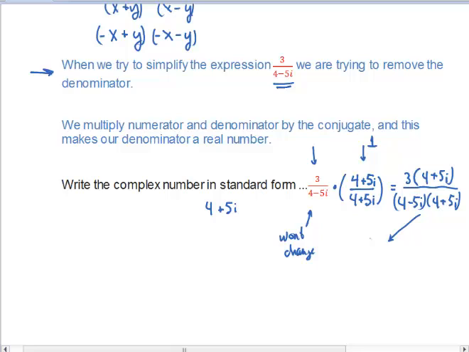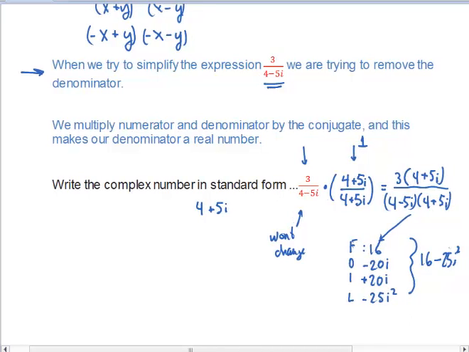Now off to the side here, I'm going to write out FOIL just to be more demonstrative about what we're doing. The first is going to make 16. The outer is going to make negative 20i. The inner is going to make positive 20i. And the last is going to make negative 25i squared. As a result, the inner and the outer cancel, and you're just left with 16 minus 25i squared. In the earlier video, we talked about how this i squared really changes the sign of that number. So I have 16 plus 25, which makes 41.